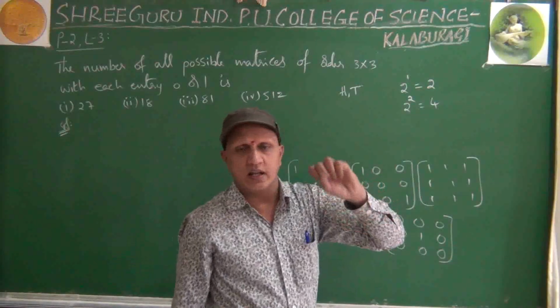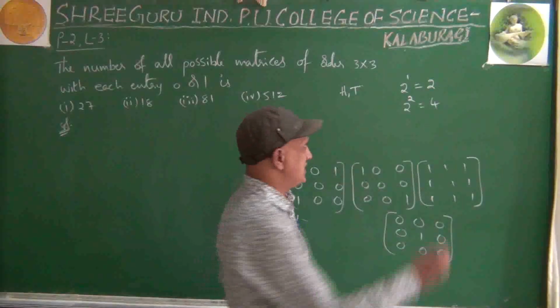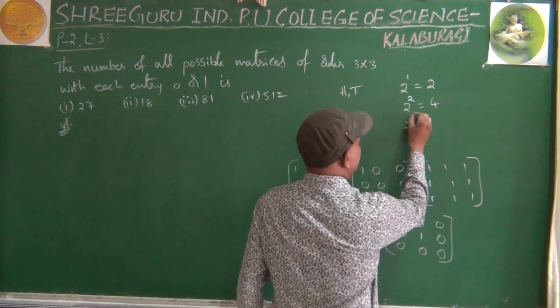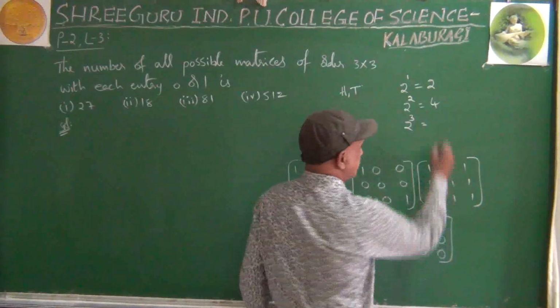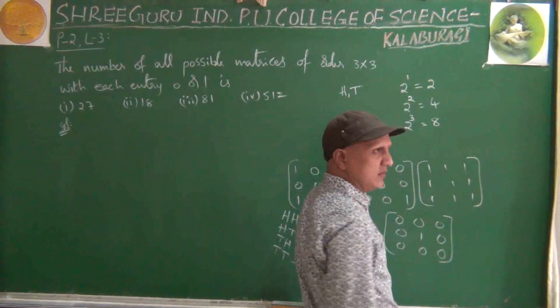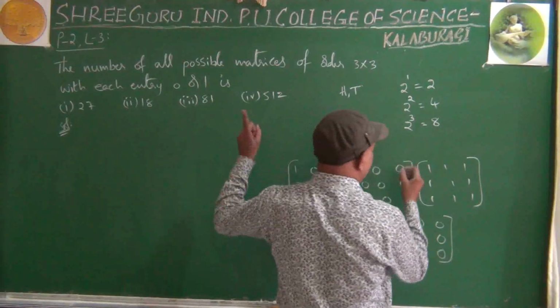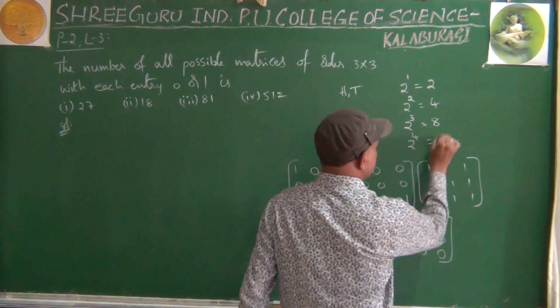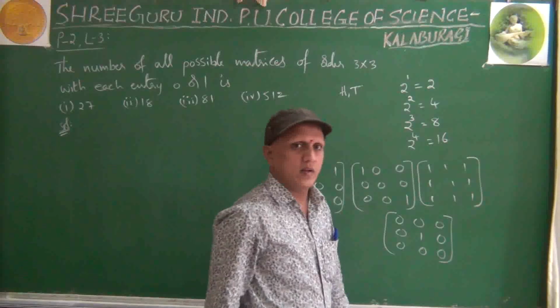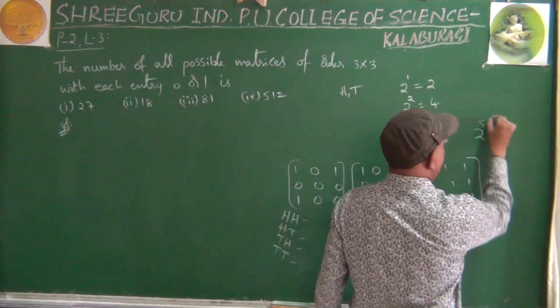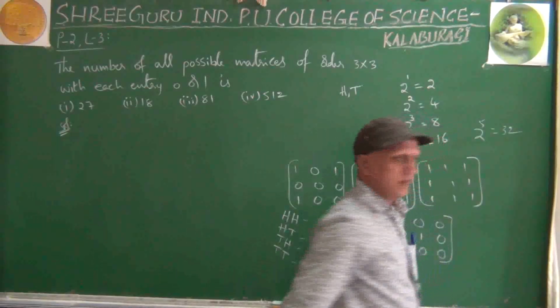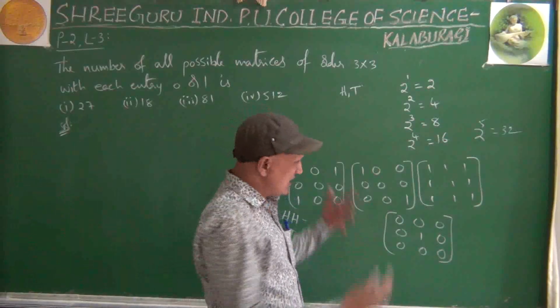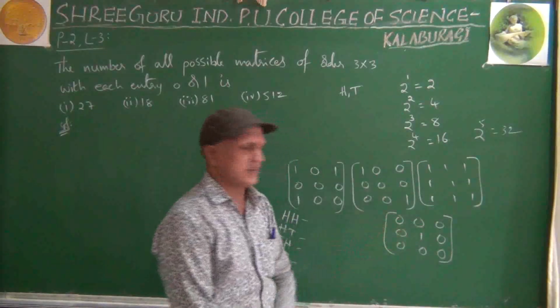If you toss a coin, either heads or tails will come, only 2 chances. How many times are we tossing? 3 times, so 8 elements will be there. 4 times, 5 times, and so on. Understood? Sir, what is the connection between that and this?